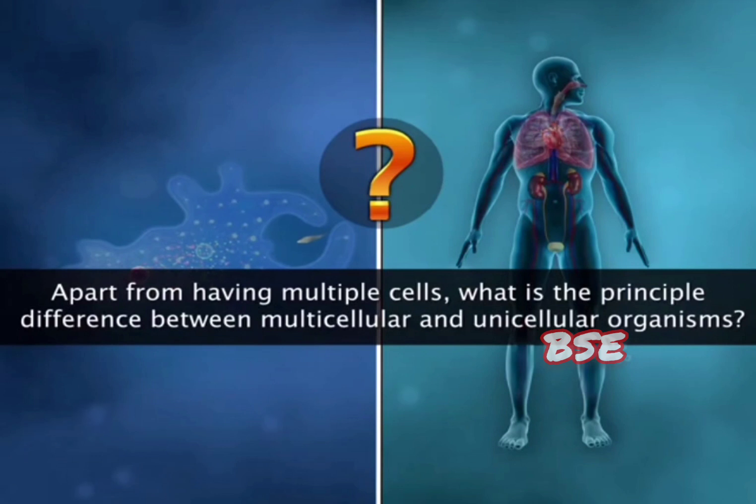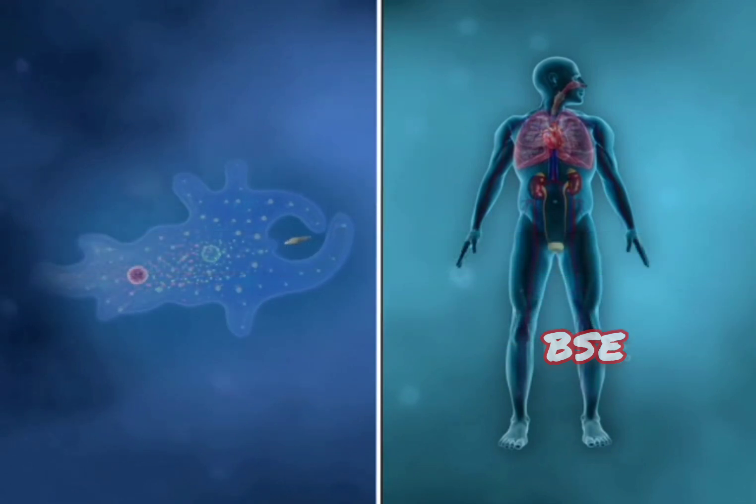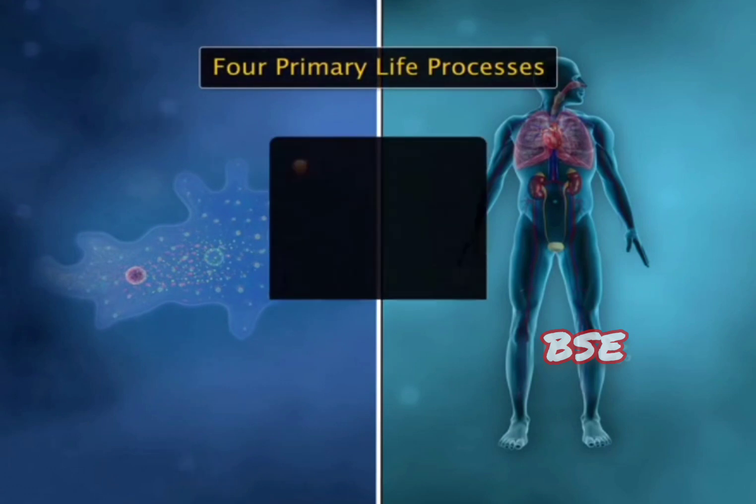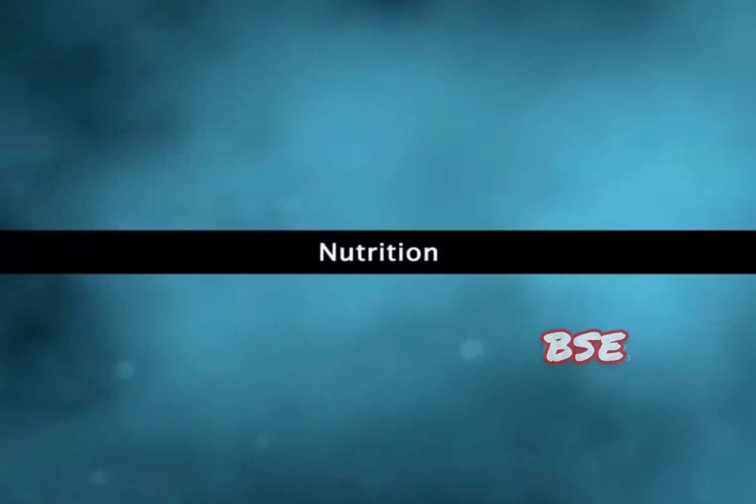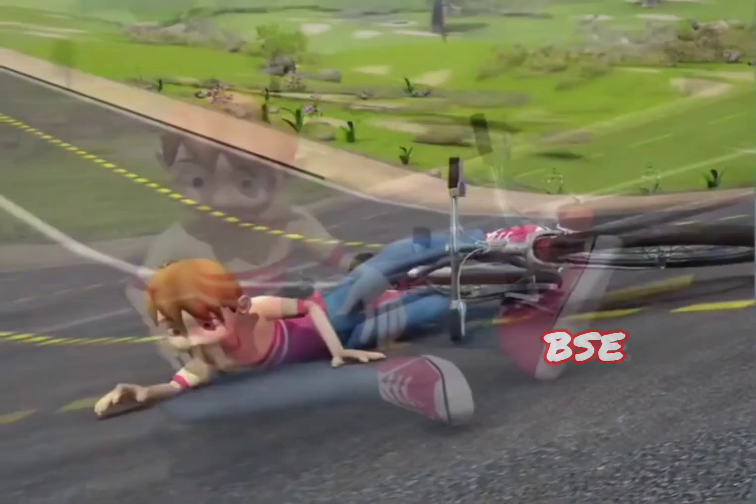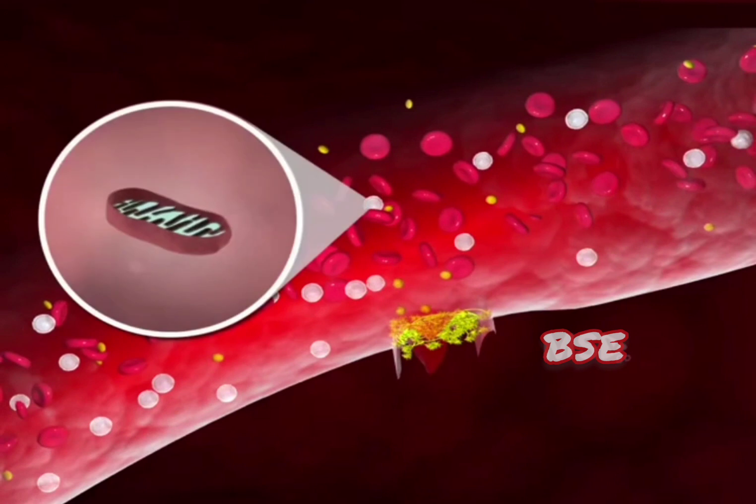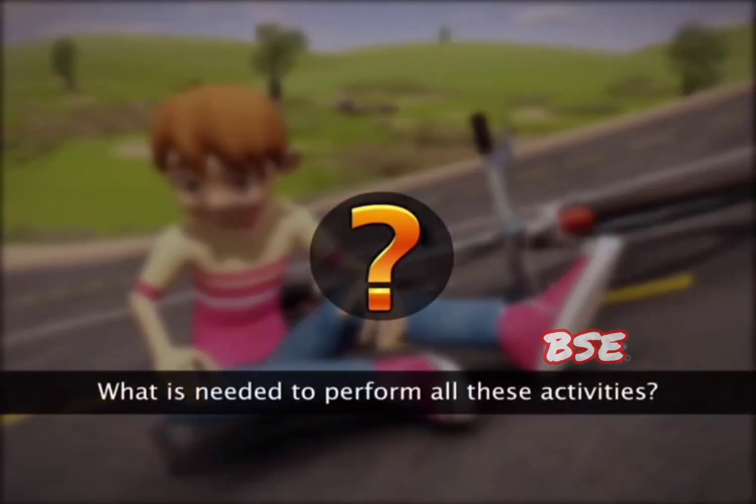Apart from having multiple cells, what is the principal difference between multicellular and unicellular organisms? Let's have a detailed look at the four primary life processes: nutrition, respiration, circulation, and excretion. Observe these processes carefully. What is needed to perform all these activities?